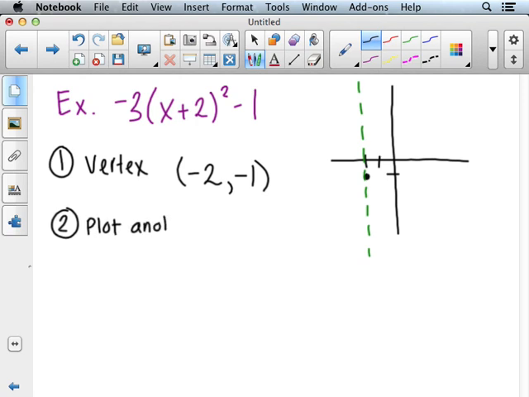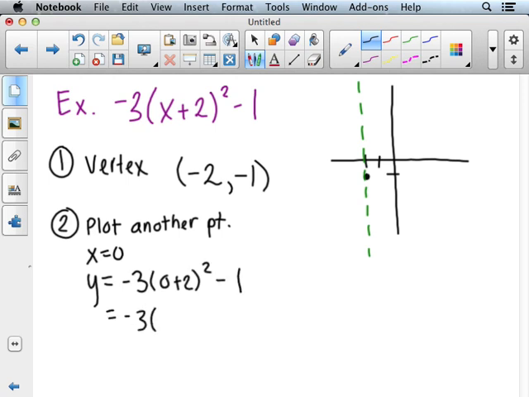And now, step 2 is to find another point. Plot another point. Here, let's pick 0 for our x value. X equals 0, y equals -3 times 0 plus 2 squared minus 1. -3 times 0 plus 2 is 2. 2 squared is 4. So we get -12 minus 1, which is -13. So my other point is 0, -13.